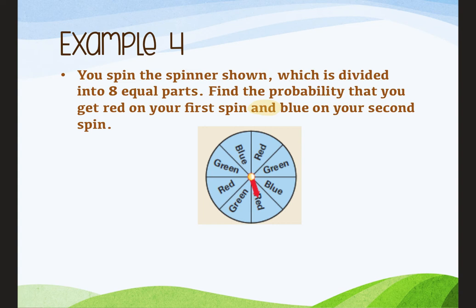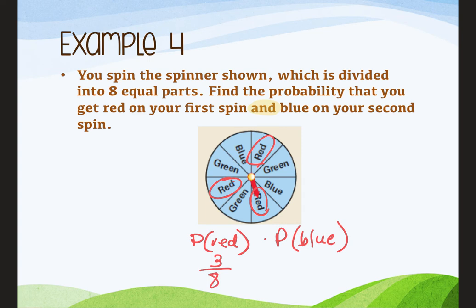So for the first time, I'm going to find the probability that you get red, and then I'm going to multiply it times the probability you get blue. What's the probability you get red the first time? There are 1, 2, 3 red spaces, and there are 8 total. So 3 out of 8. Now what's the probability of you getting blue? 2 out of 8. Multiply them, and I'd get 6 out of 64. Or you could simplify and get 3 out of 32.